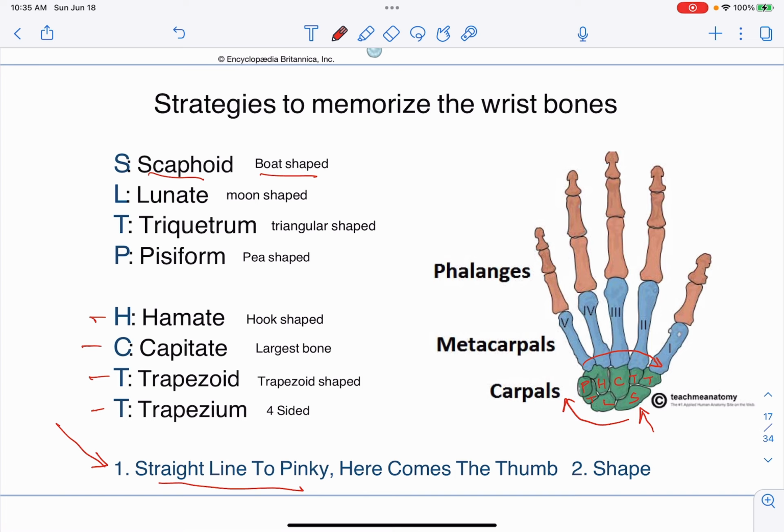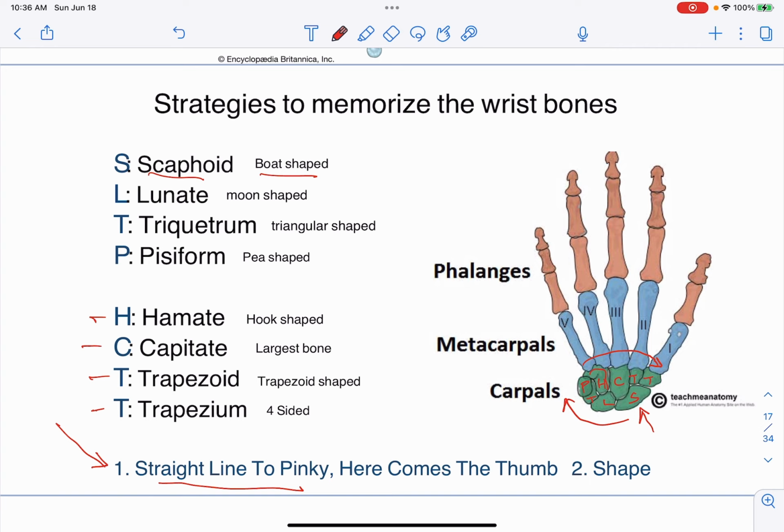Another way is by noticing the shape of the bone. So scaphoid does look like a boat, lunate is moon-shaped, triquetrum is triangular, pisiform is a little pea-shaped wrist bone, hamate has a hook, you can see the hook here, capitate is the largest one, trapezoid shape, and then trapezium is a four-sided shape. So those are two strategies to memorize the wrist bones.